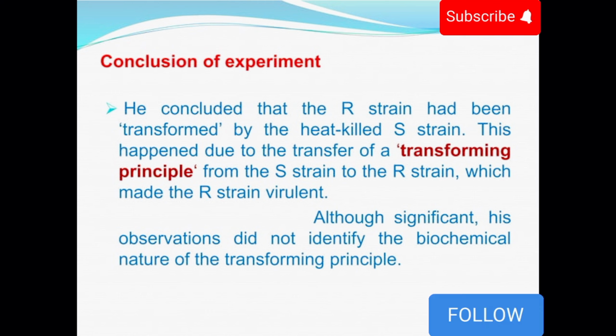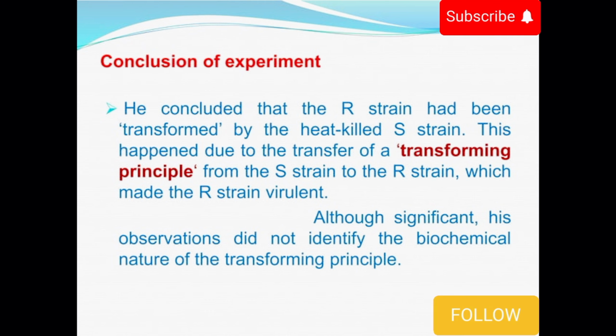So, conclusion of the experiment: he concluded that the R strain had been transformed by the heat-killed S strain. When Griffith produced heat-killed S strain, the S type of bacteria can be converted, their DNA is converted into pieces. So the piece of the DNA which is responsible to produce the lipopolysaccharide, or we can say the coat, is absorbed by the R type of bacteria, and the R type of bacteria is transformed or changed into S type of bacteria. It produces pneumonia in the mice, and the mice die.